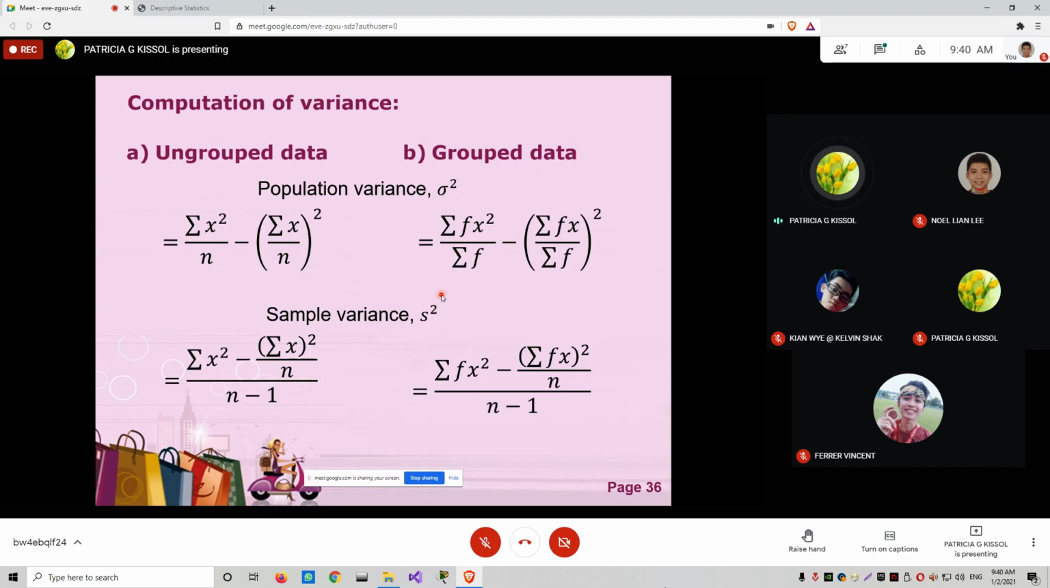Just to let everybody know, in your notes there are plenty more for population and sample, and the formulas may be written in a different manner.